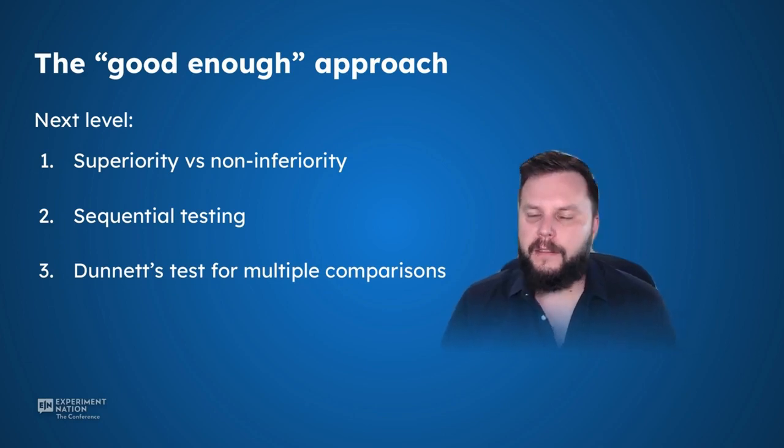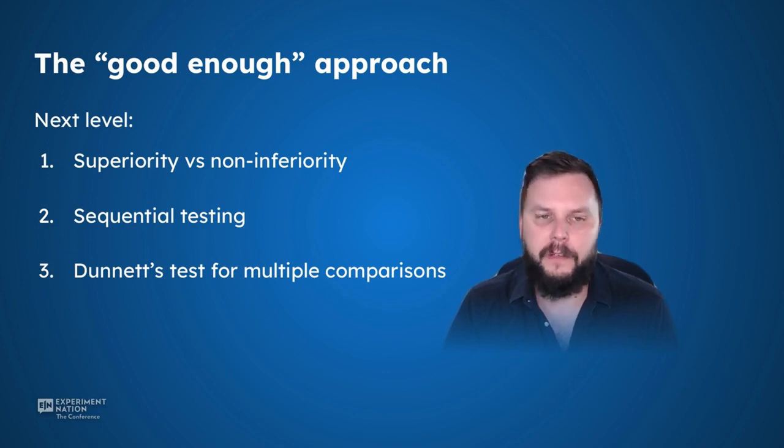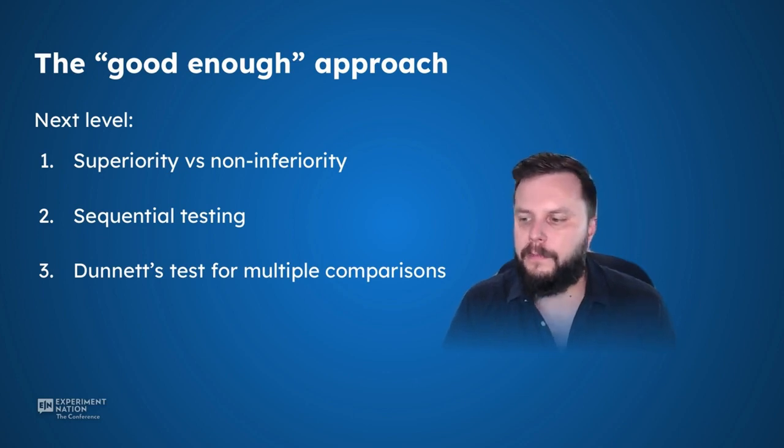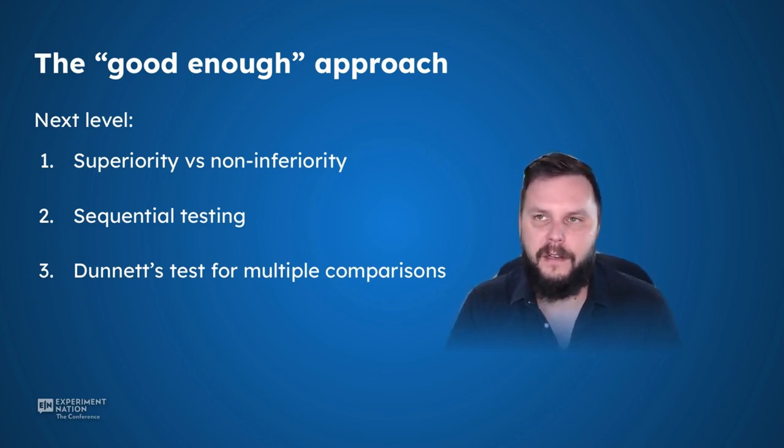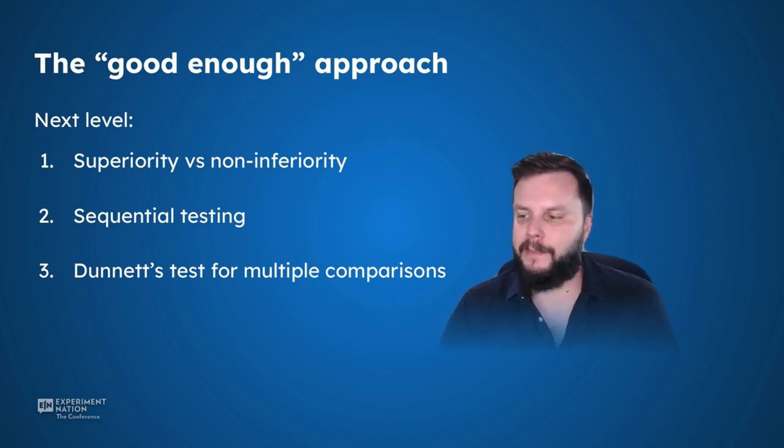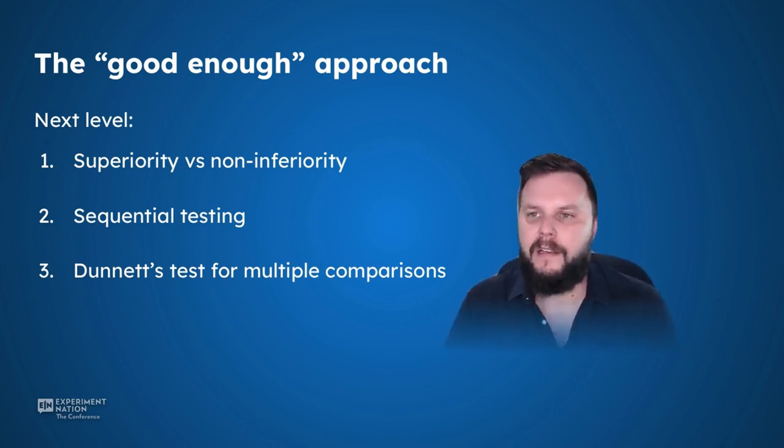So there's next-level stuff with this good enough approach to test statistics. Superiority versus non-inferiority is one that I mentioned a couple times. It's a little bit more challenging to calculate, but not too bad. Basically, the way it works is you decide what your non-inferiority margin is going to be. So you can say, we're okay if there's an undetected 1% drop or a 2% drop, or you probably aren't going to be comfortable with 10%, but it's up to your context and your appetite for risk. So you set that margin, and then it calculates the lift from there.